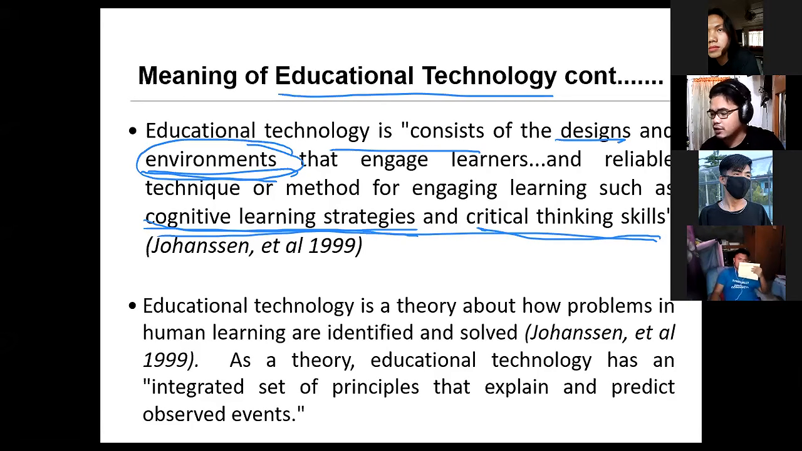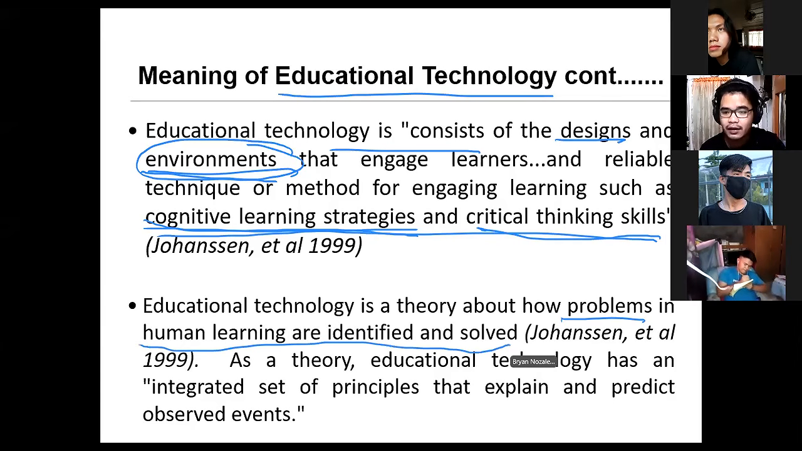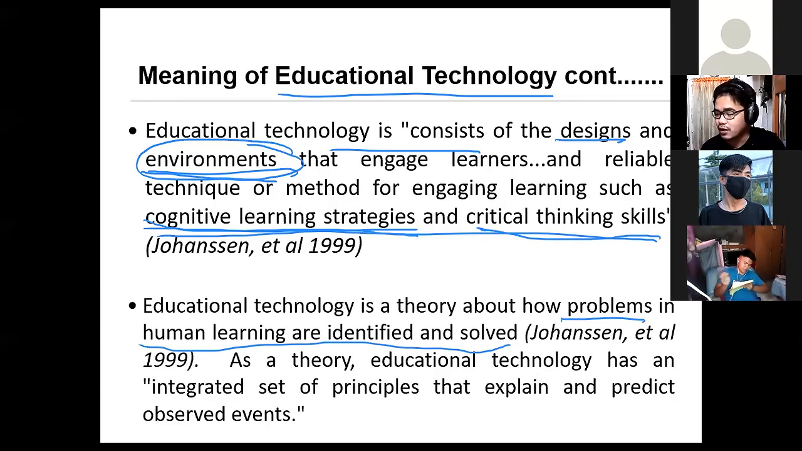Okay? Another definition is that educational technology is a theory about how problems in human learning are identified and solved. So we aim here not only to teach but to diagnose problems of our learners. And then we provide solutions to those problems of our learners. Okay? So as a theory, educational technology has an integrated set of principles that explain and predict observed events.